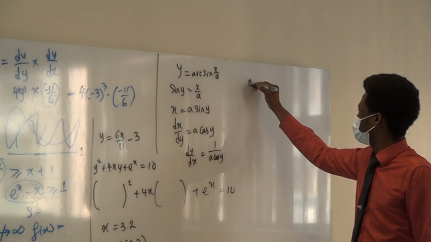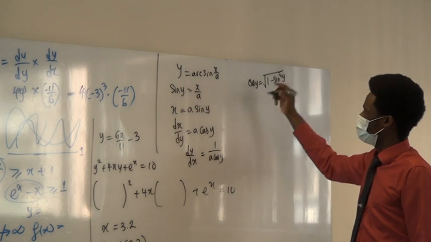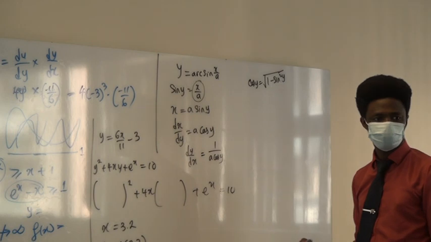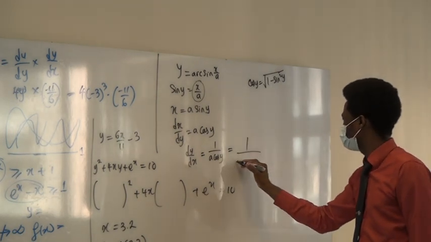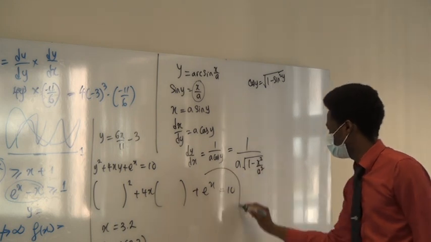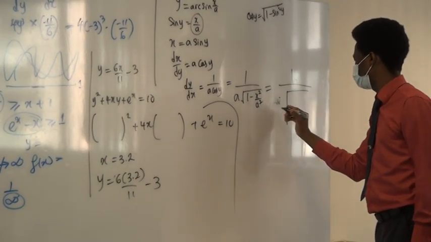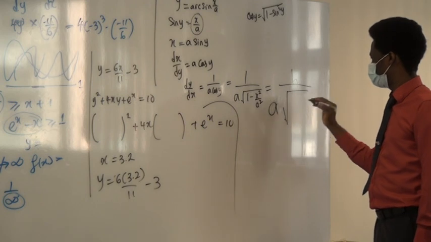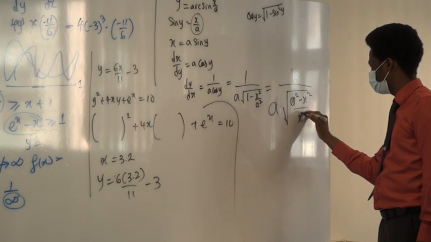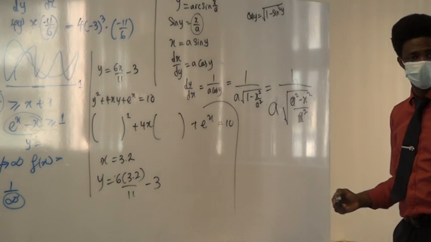So someone did cos y is equal to the square root of 1 minus sin squared y, and because we already have sin y to be this, they substituted. So that is 1 over a square root of 1 minus x squared over a squared, and clearly this is 1 over a times the square root of a squared minus x squared over a squared. Can you see that? Then this can leave the square root and cancel that, and you get your result.